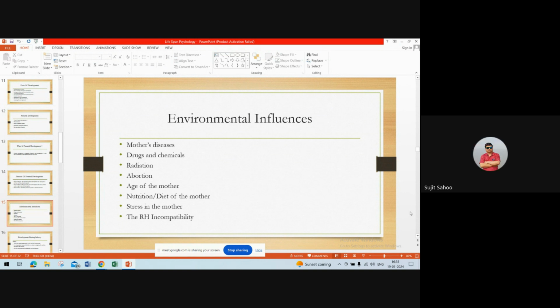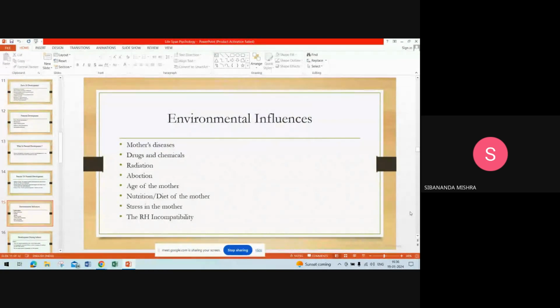Because of the reproductive system. Because underage, that means under 18 years, the reproductive system of the mother may not be fully developed. Good, that is one reason. Also, if the mother's age is more, suppose 35 years or 40 years, then it will be a problem also. So maternal age has a high risk for infant defect.